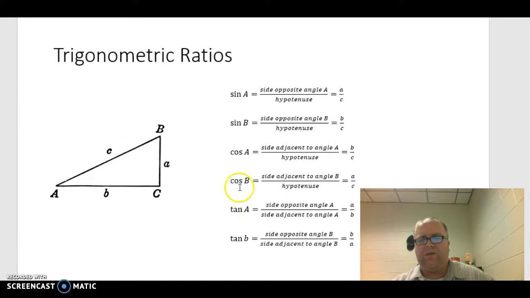And we also have the relationship with the tangent, which is the opposite side over the adjacent side. So if we're talking about B, that would be opposite, little b, over adjacent, little a. If we're talking about A, we're talking about opposite, little a, over adjacent, little b.